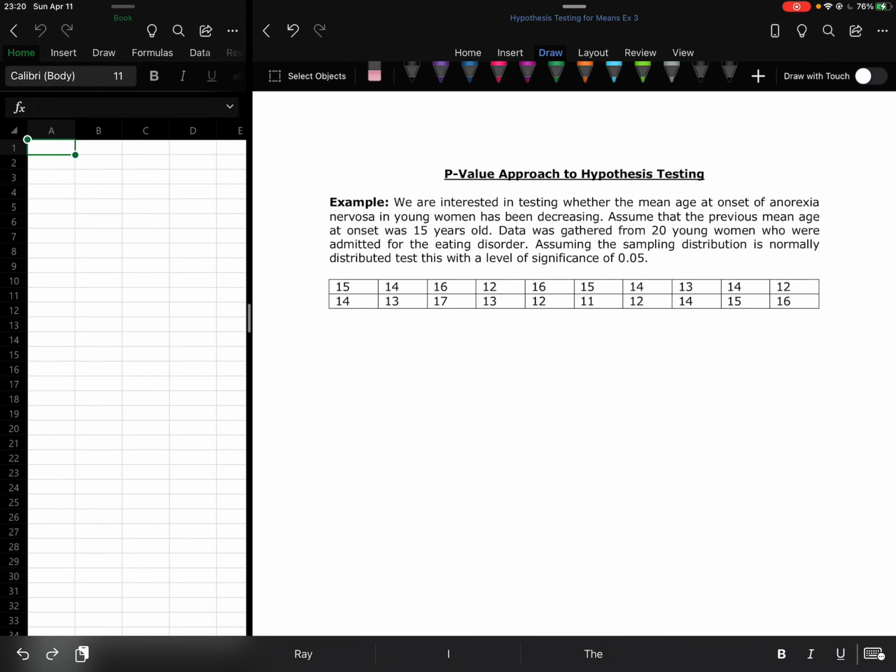Right, and here we go. Our last example of hypothesis testing for means, still using the p-value approach.